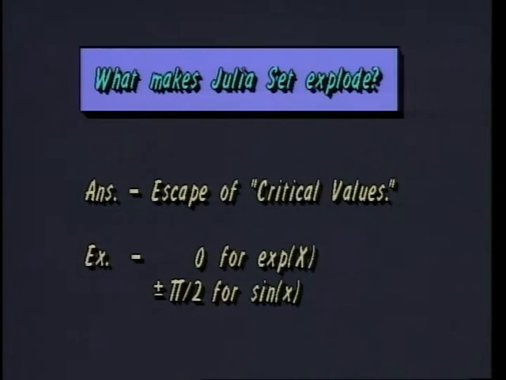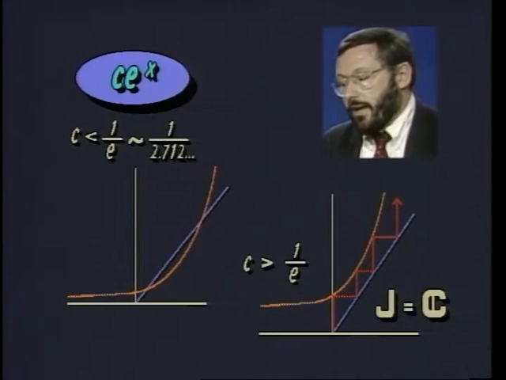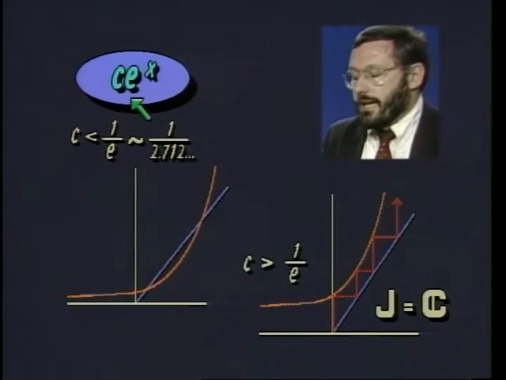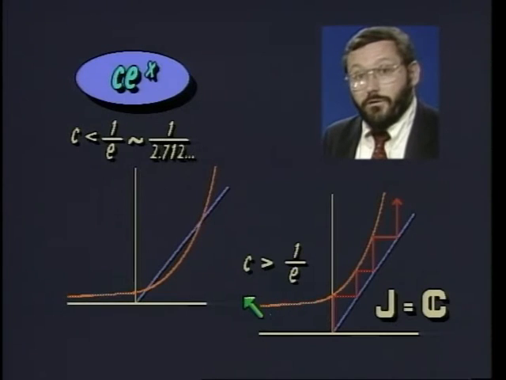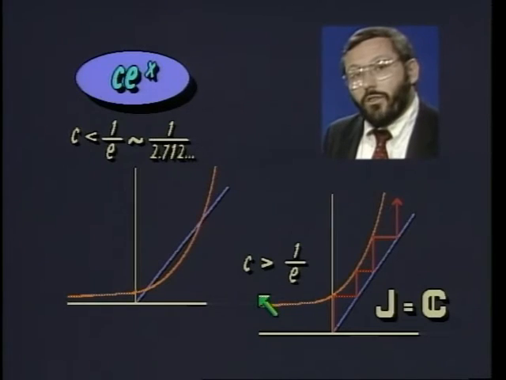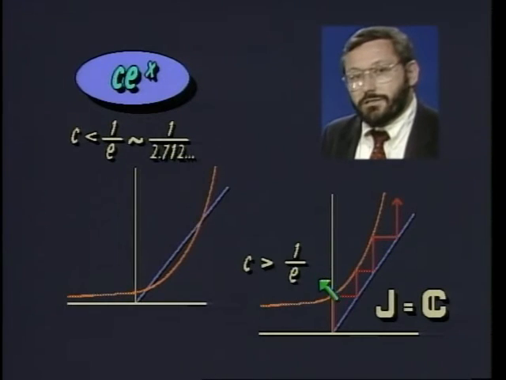Well, we saw that with the exponential function when the parameter went above the number 1 over e. So let's see why the exponential function had a Julia set which exploded at the parameter value 1 over e. I've drawn here 2 graphs of the exponential function, a constant c times e to the x, one in the case where the constant is less than 1 over e, and one in the case where the constant is greater than 1 over e. Notice that as we lower the parameter value c, the graph of the exponential function eventually decreases so that it's tangent to the diagonal and then pierces the diagonal.